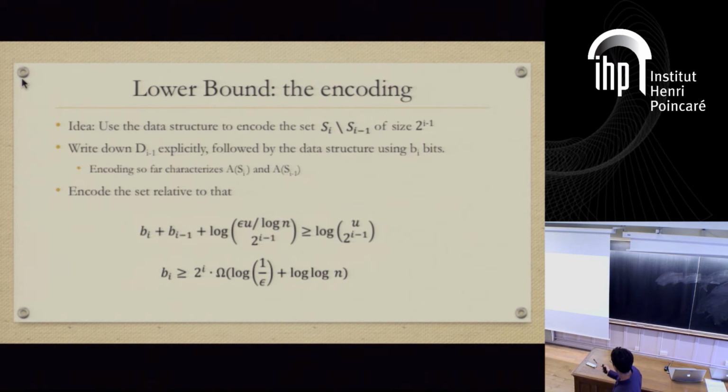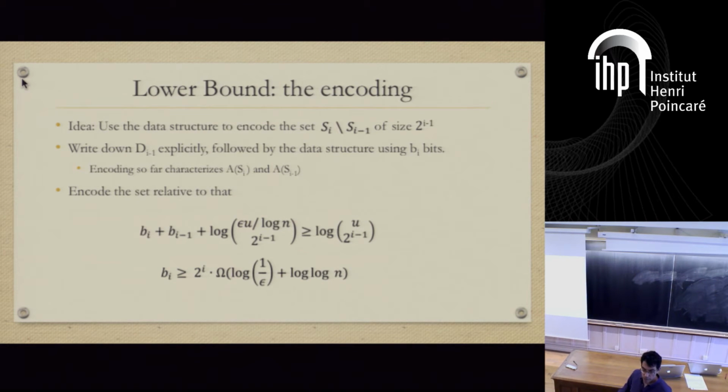And then encode the epoch, which is of this size, relative to the set that we just defined. So BI is the data structure size of DI? Yes, exactly. So if we have the two data structures, we can compute this set and this set, and therefore we can compute this encoding.